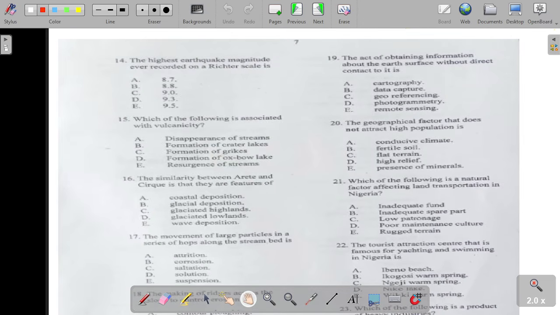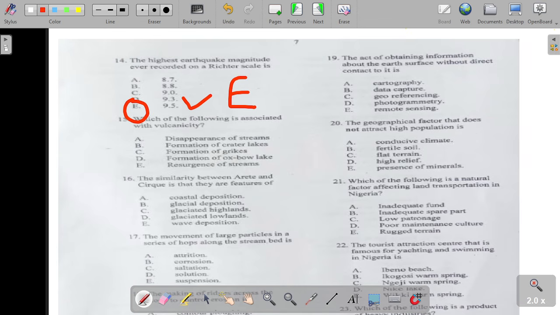Number 14. The highest earthquake magnitude ever recorded on the Richter scale is, answer is 9.5. This should have happened in Japan, if I'm not mistaken.